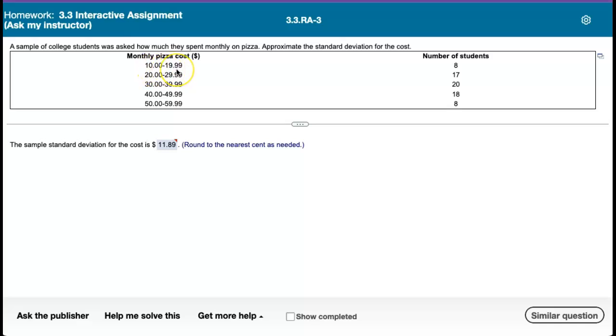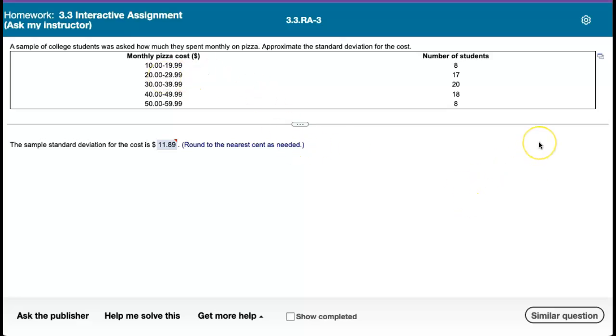To calculate the midpoint, what we do is we add consecutive lower limits and then divide by 2. So I'd add 10 plus 20, divide by 2 is 15. So the midpoint for the first class would be 15. And then I could do the same thing for the next part. Add 20 plus 30, divide by 2. So the midpoint for the second class is 25, and so on.